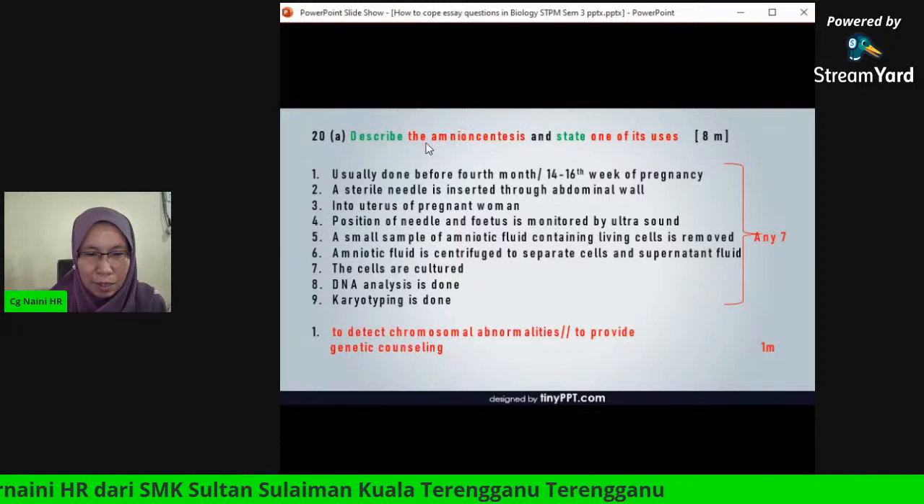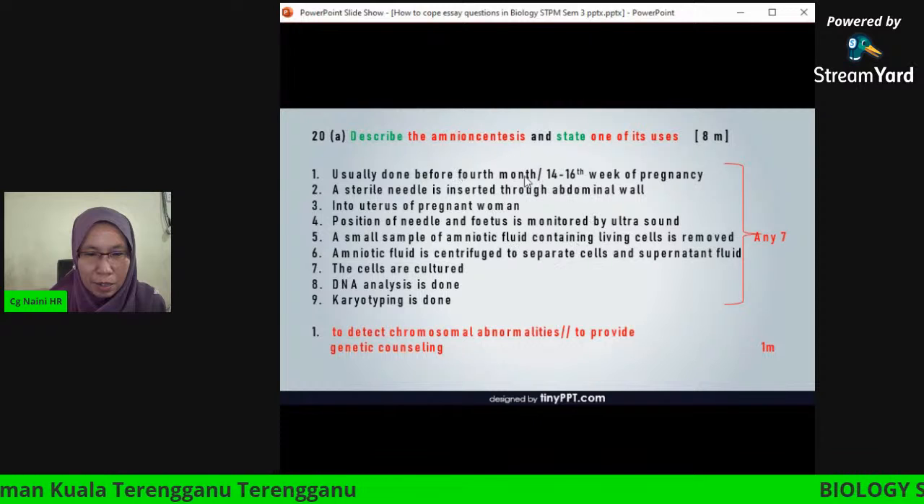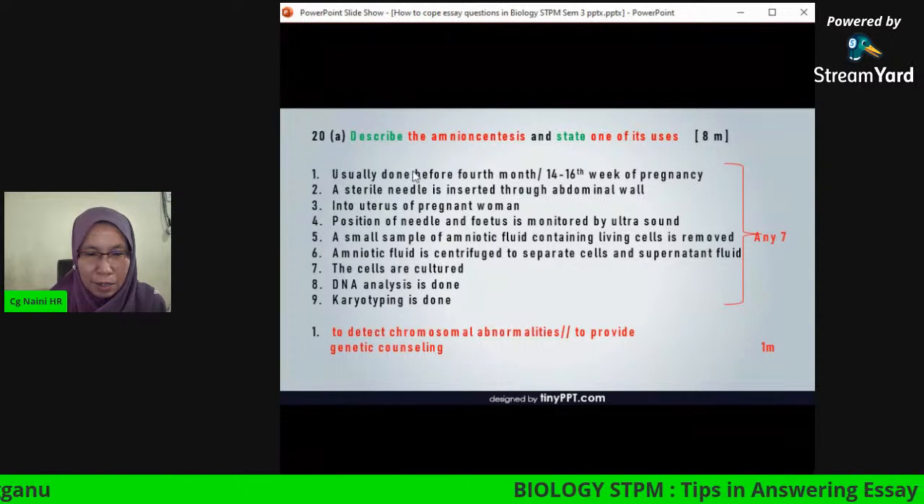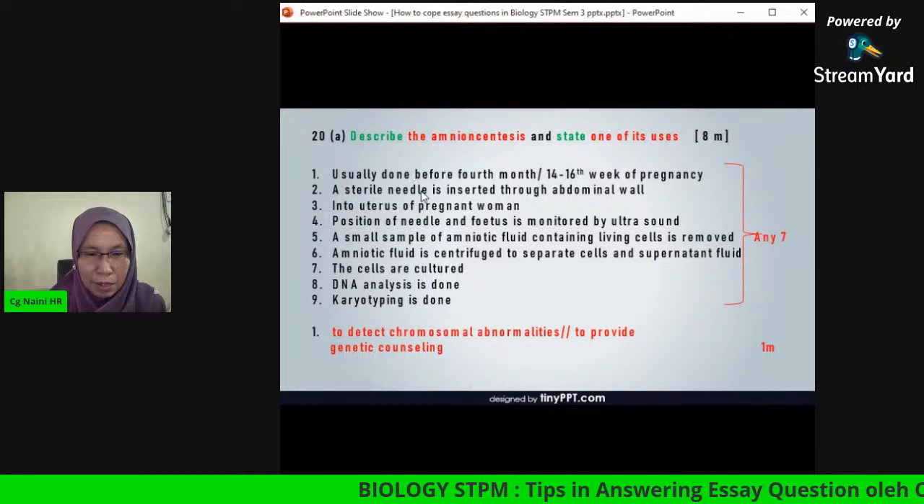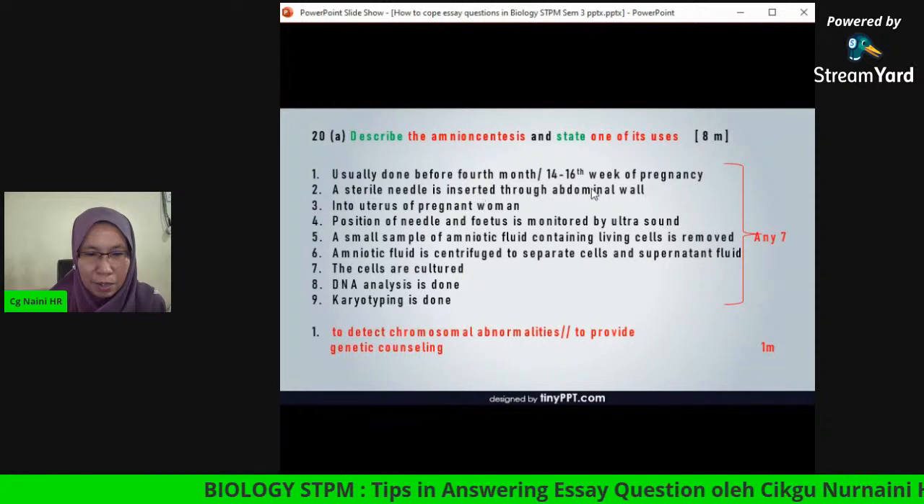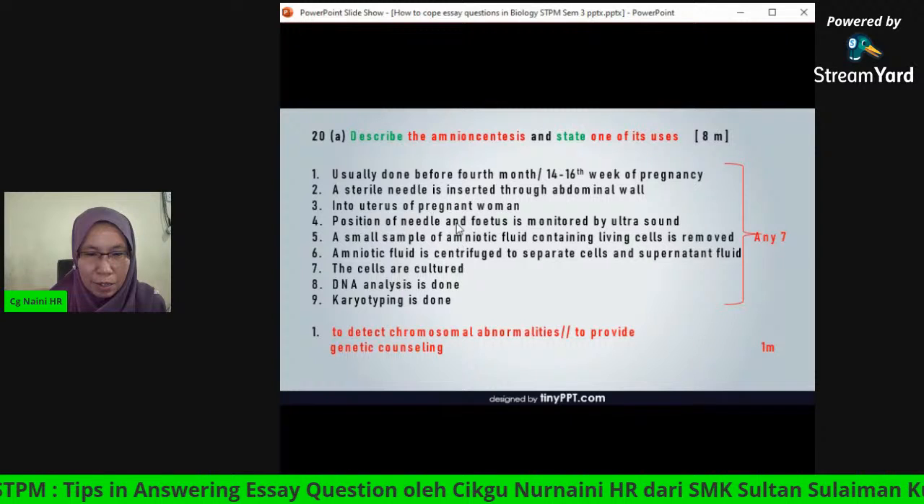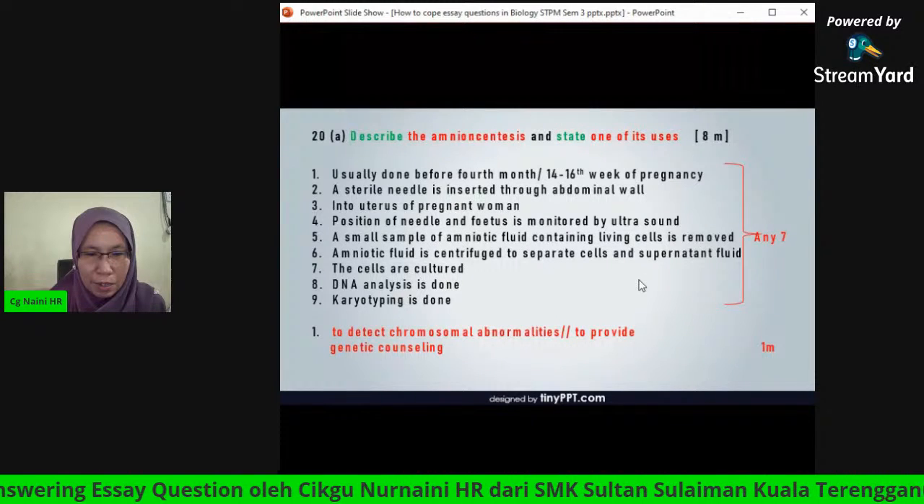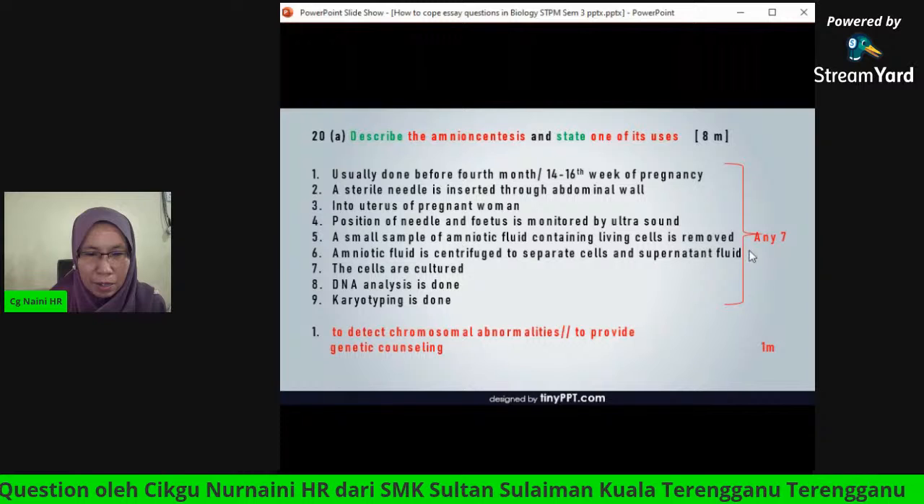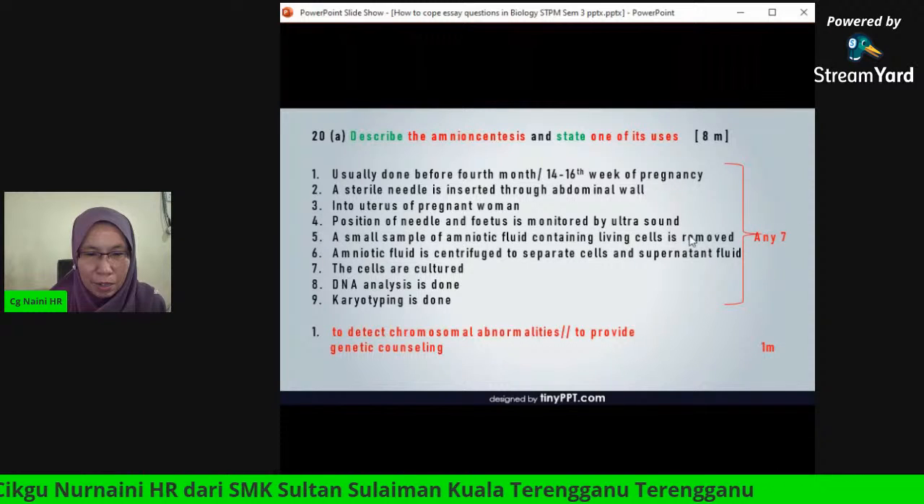Okay, so describe the amniocentesis. This is a process, so describe. Usually done before 4 months. A syringe is inserted through the abdominal wall into the uterus of the pregnant woman, the position and so on. Okay, so any 7, when you describe the processes.